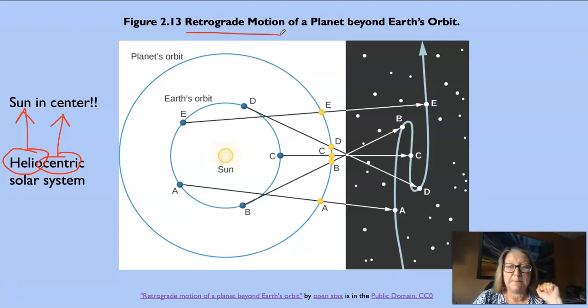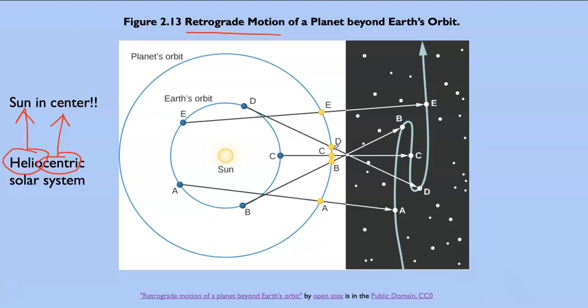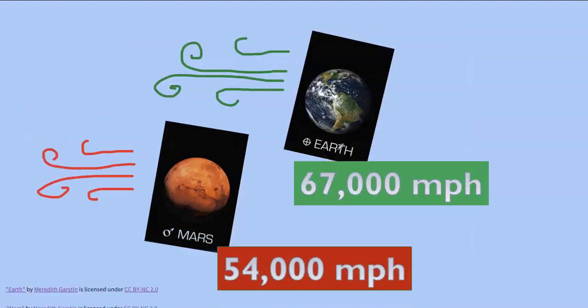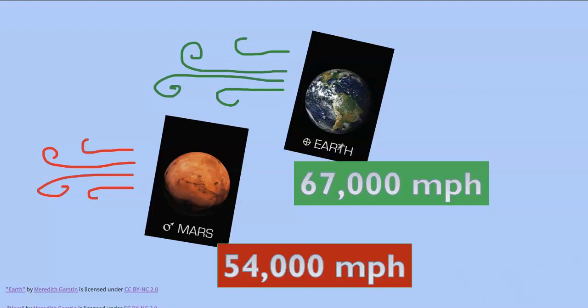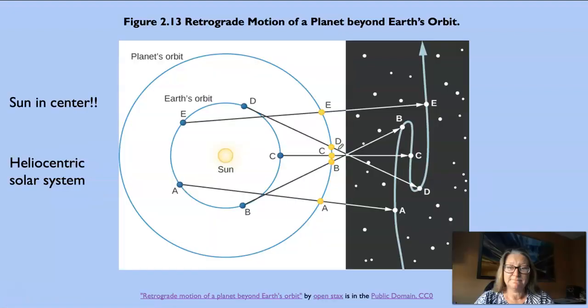Before we get to this explanation, you're going to learn that the closer a planet is to the Sun, the faster it goes around the Sun. So for example, this is Earth. Let's say this is Mars, which is farther from the Sun. Earth goes faster. If you want real numbers, the Earth goes around about 13,000 miles an hour faster than Mars. So back to this figure.